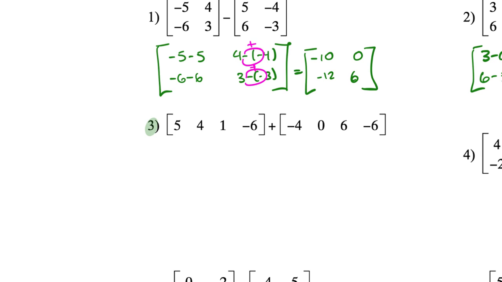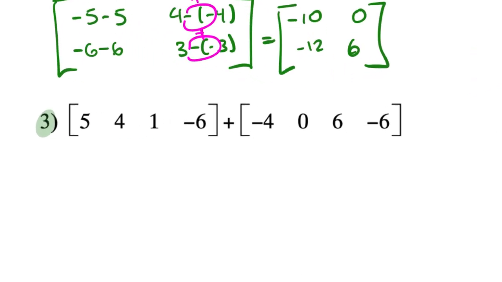Okay, so number 3, again, let's start with the dimension. So it's a 1 by 4, and then this is a 1 by 4. So that means that this equals 5 plus negative 4, 4 plus 0, 1 plus 6, and negative 6 plus negative 6. And this is 1, 4, 7, and then negative 12.